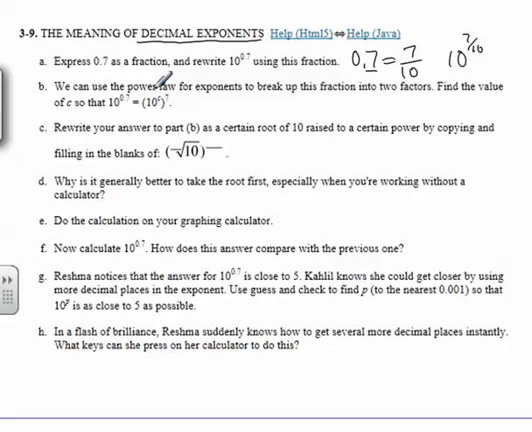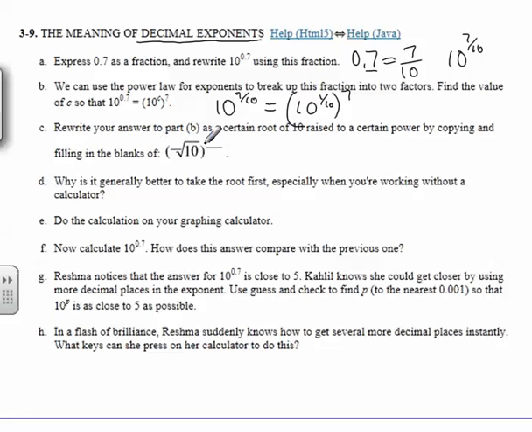Okay, B, we can use the power law for exponents to break up this fraction into 2 factors. Find the value of C so that this works out. What would the value of C be to make this true? Well, 10 to the power of 0.7 is the same as 10 to the 7/10, and that can be broken up into 10 to the 1/10 all raised to the 7th power, because 7 times 1/10 is the same as 7/10. There we go.